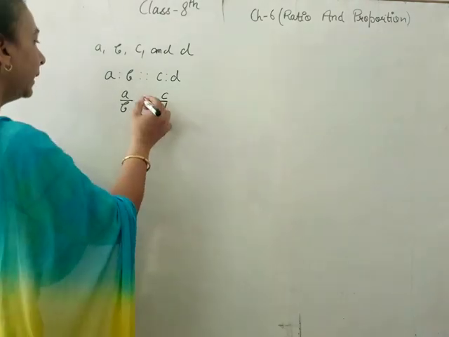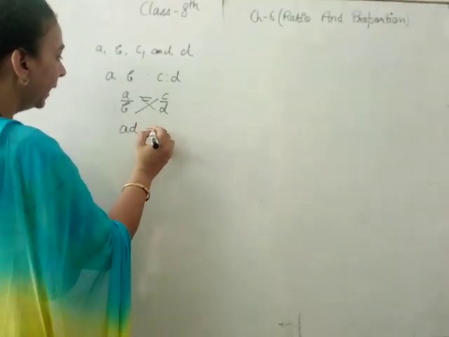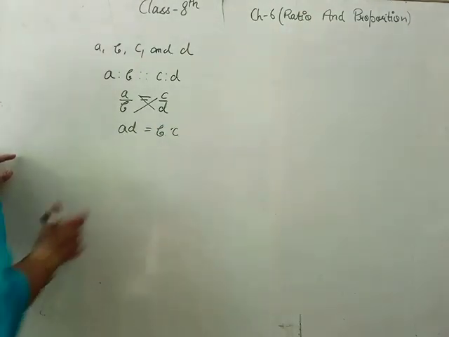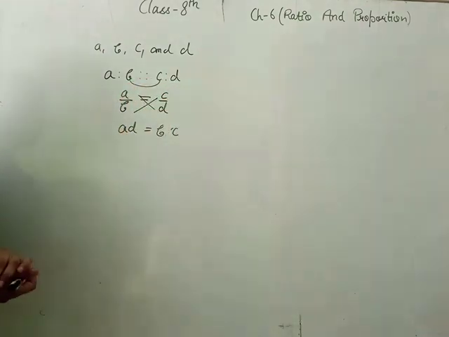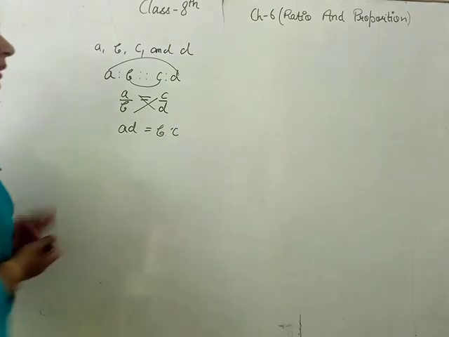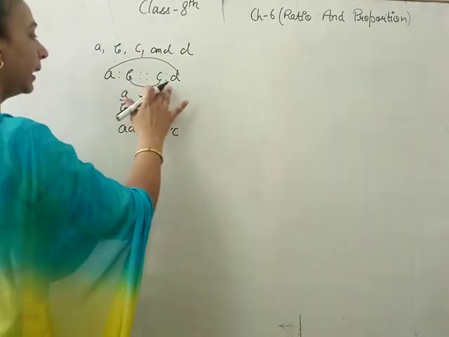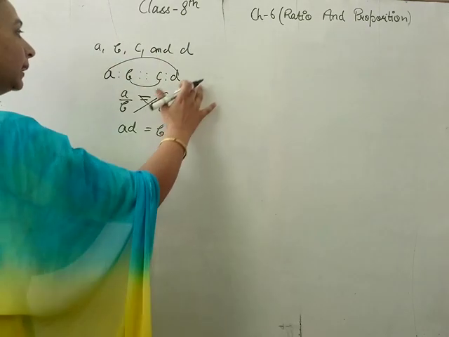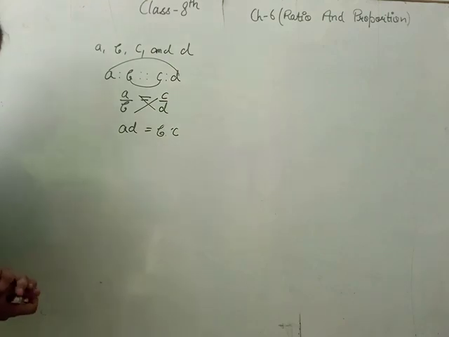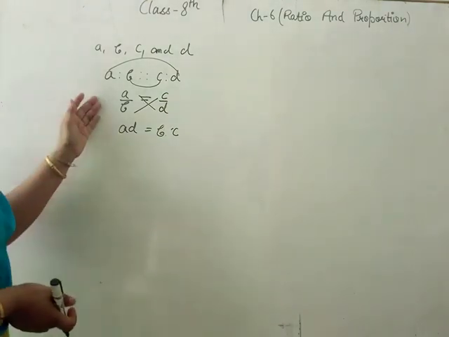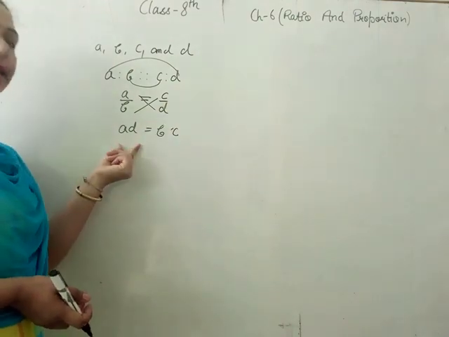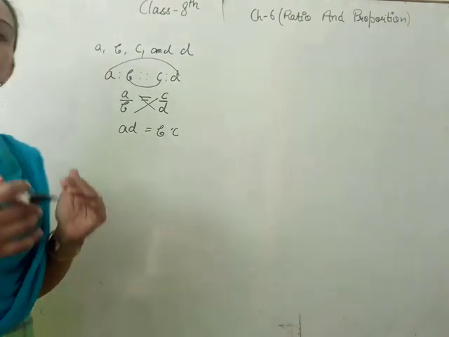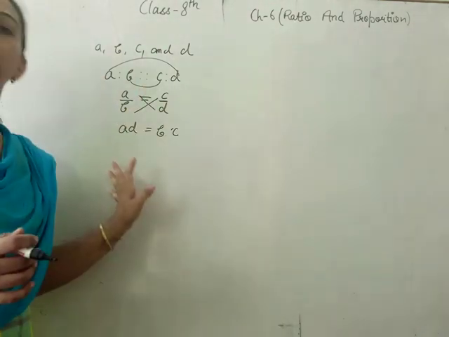Okay students, if we take cross multiplication, then A multiply D equals B multiply C. AD equals BC. These are the mean terms and these are the extreme terms. The first and fourth are extremes, and the second and third in the middle are the mean terms. A and D are extreme terms, and we know that in proportion, the product of extremes equals the product of means. If we are talking about four quantities, then we are discussing simple proportion.